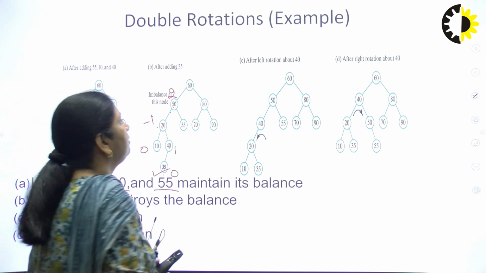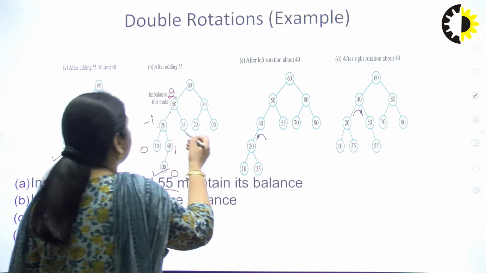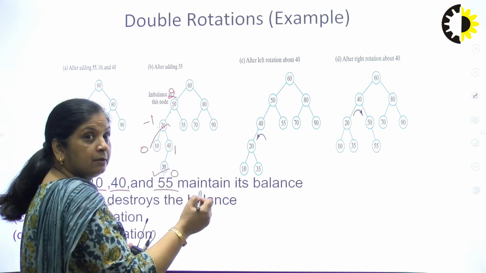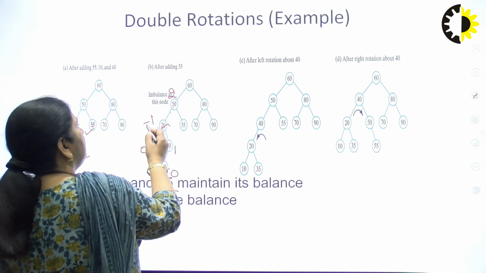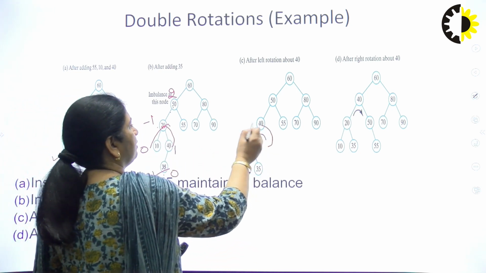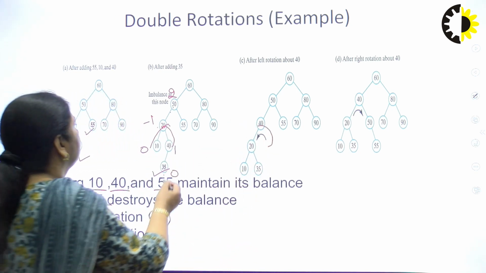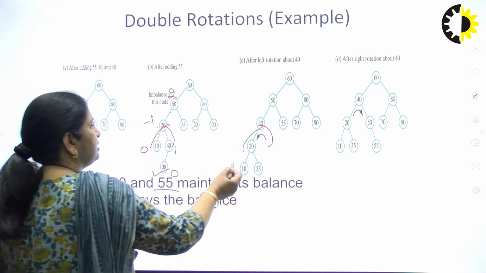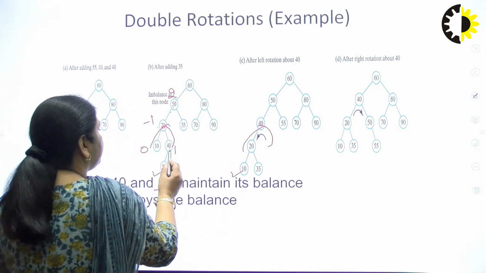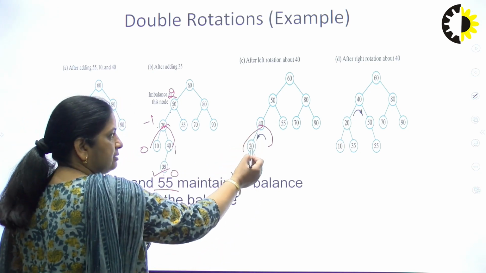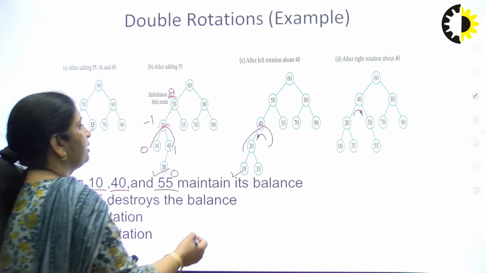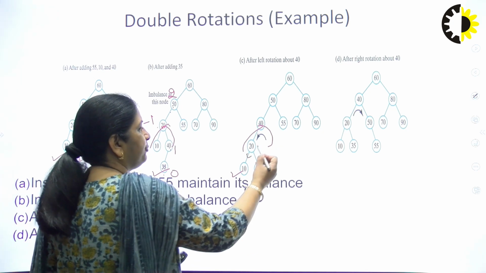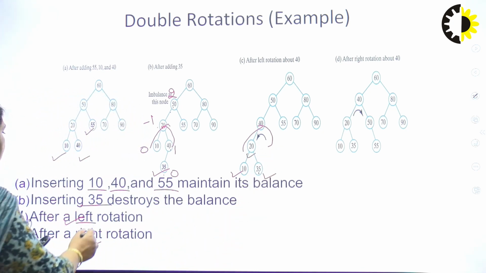So what will happen? Firstly we will do the left rotation of this. When we do left rotation of this, 40 will come here. So 40 came here and 20 has rotated down. 10 was its left child, and 40 was having a left child, so it will be placed in the left subtree. So 35 will be placed at this location, that is the right child of 20. That is left rotation.